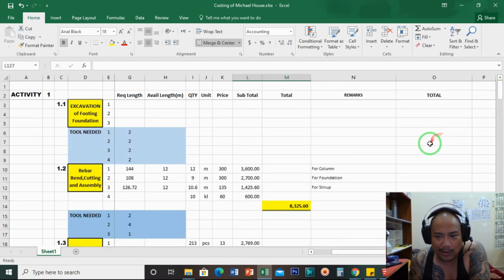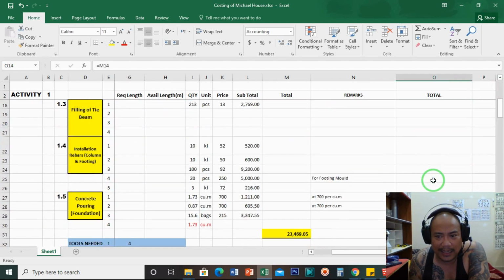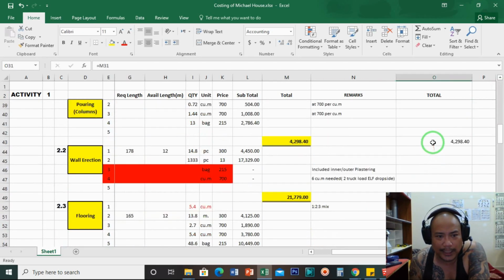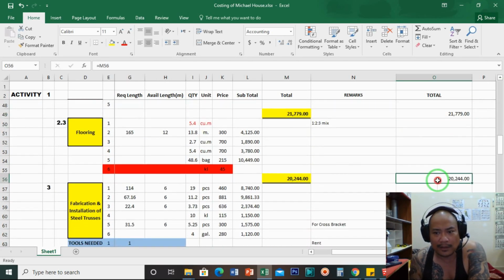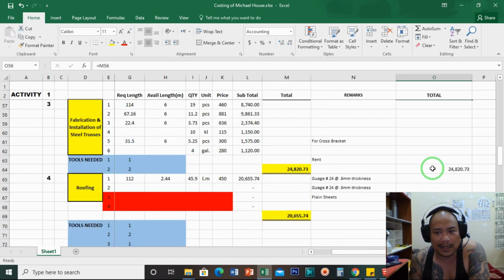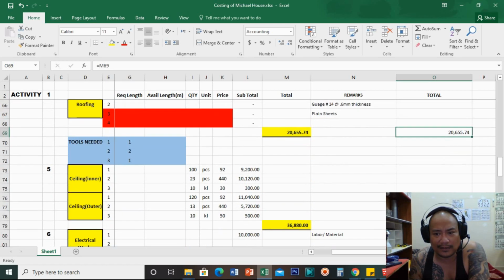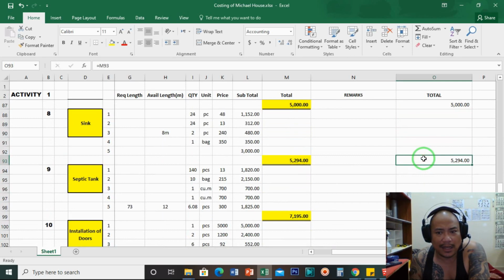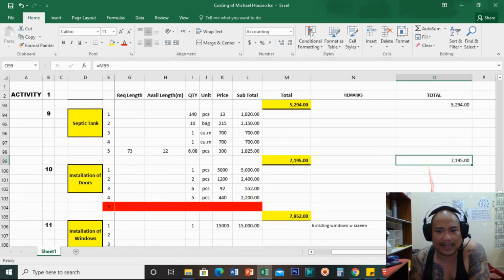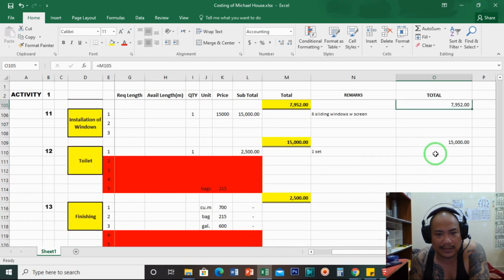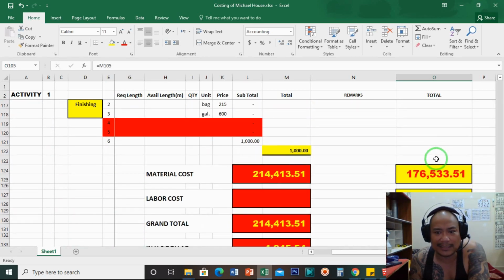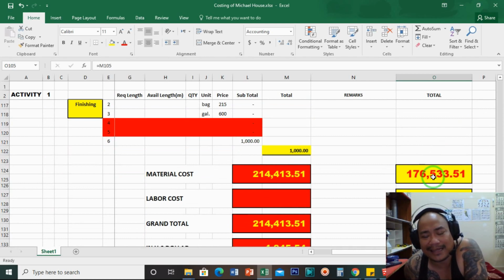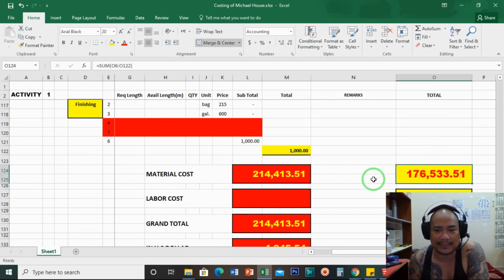But if you include only these activities: the rebar cutting, the concrete pouring, the pouring of columns, the erection of wall, the flooring, the fabrication of trusses, the roofing, electrical works, plumbing works, zinc, septic tank, installation of doors, installation of windows, toilets. This house is already livable at this amount, 100,076.